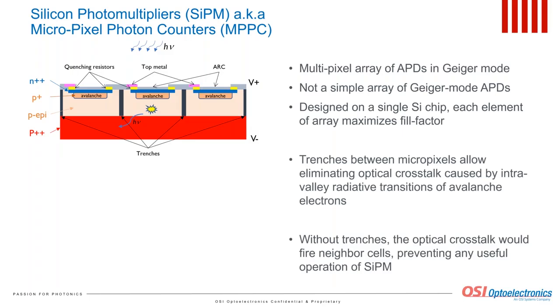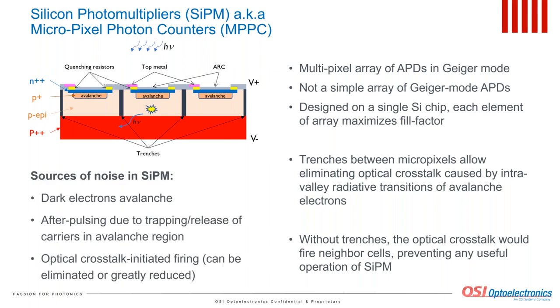To eliminate optical crosstalk, the design features trenches between micropixels, which block optical quanta generated due to intravalley radiative transitions of avalanche electrons. Without trenches, the optical crosstalk would fire neighbor cells, preventing any useful operation of silicon photomultiplier. The sources of noise in silicon photomultiplier include dark current avalanche, afterpulsing due to trapping and releasing of carriers in avalanche region, electron tunneling effects, and optical crosstalk initiated firing, which can be eliminated or at least greatly suppressed.